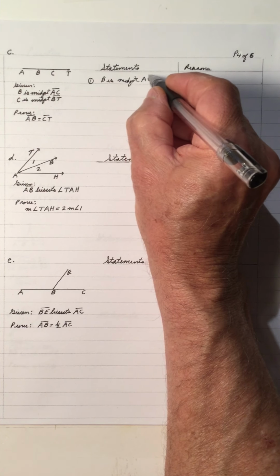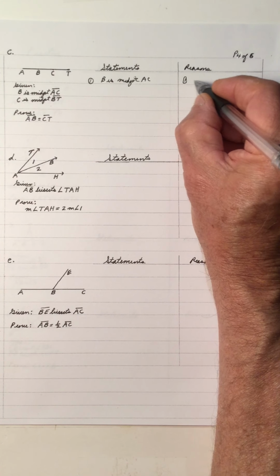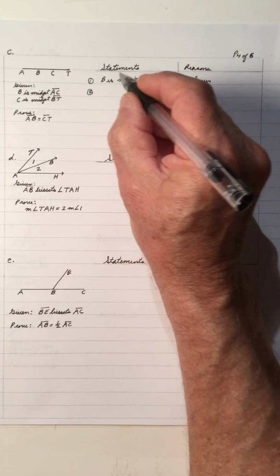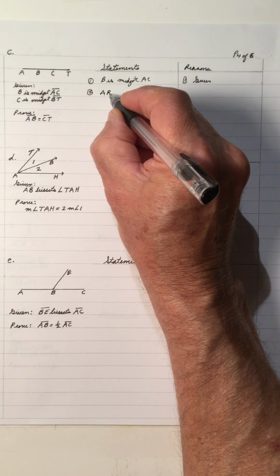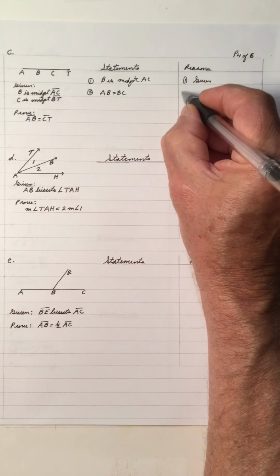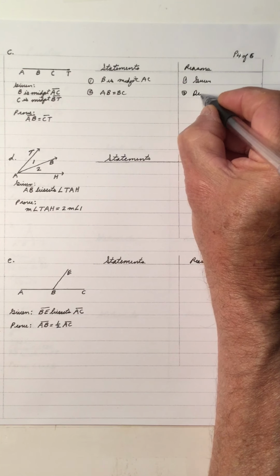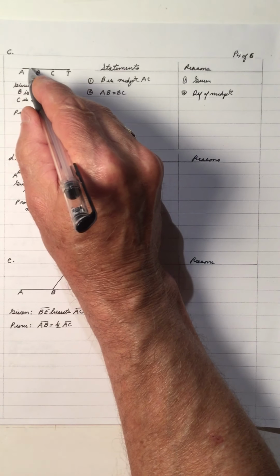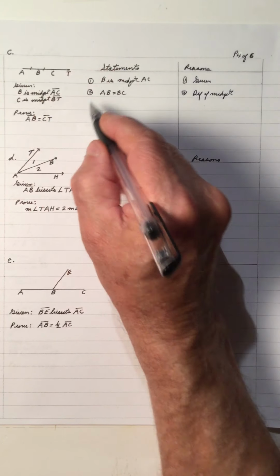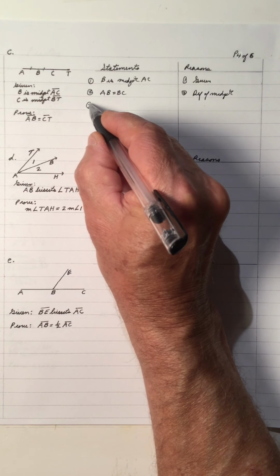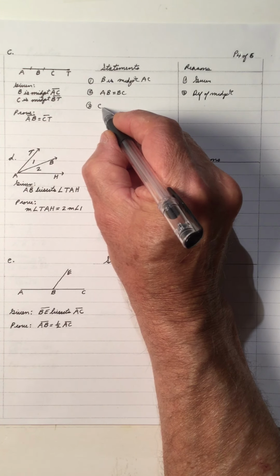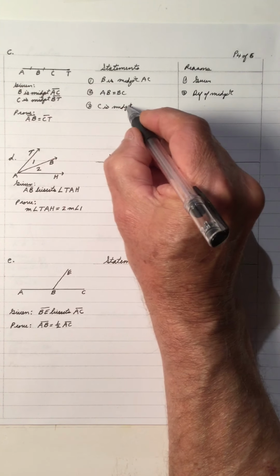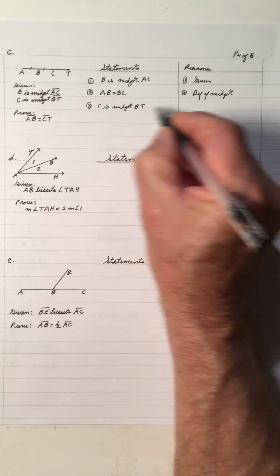I could put the bar over it to indicate segment, or leave it off. So that's a given. So what happens as a result of a midpoint? If B is the midpoint, that means that AB equals BC. Definition of midpoint. So we have this segment equals this one. And we write down C is the midpoint. That's the given. C is the midpoint of BT.